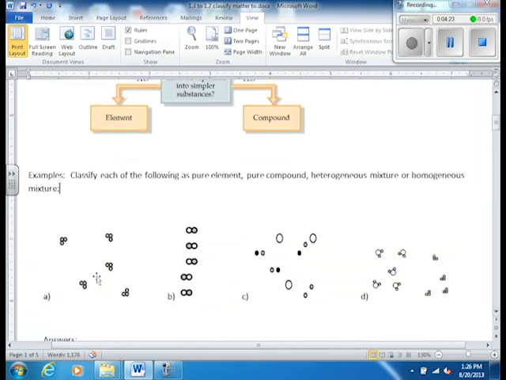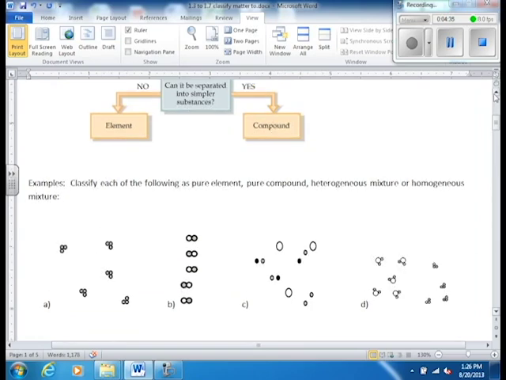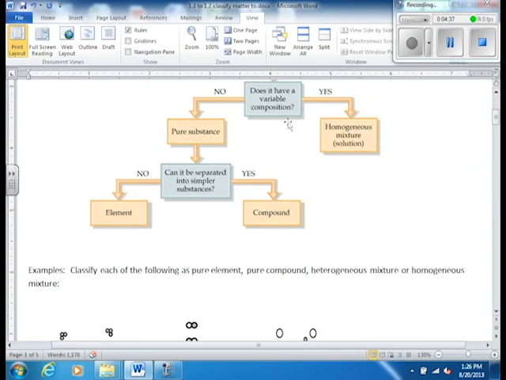Meaning, does each formula unit, this right here is a formula unit. I'll use that word a lot. This is a formula unit. This is a formula unit. Are all the formula units the same? Yes, they are. So we do not have variable composition. Everything is the same unit. So it's a pure substance.